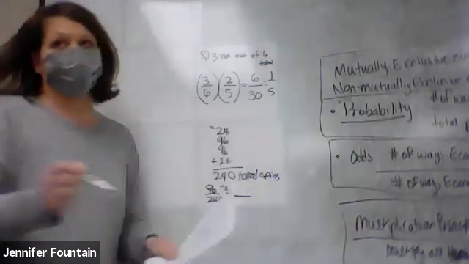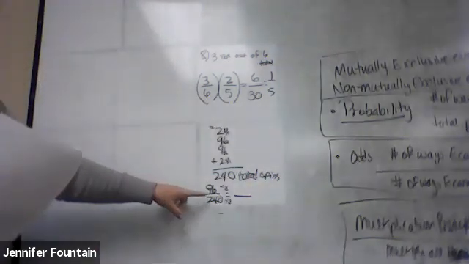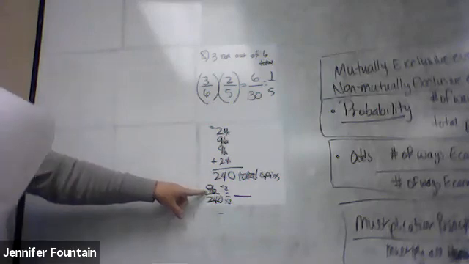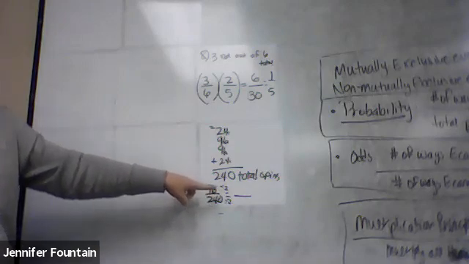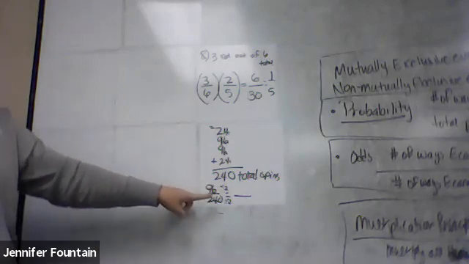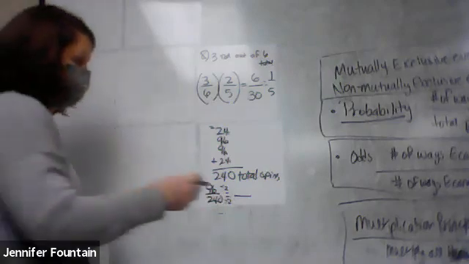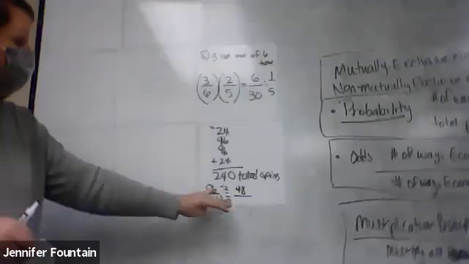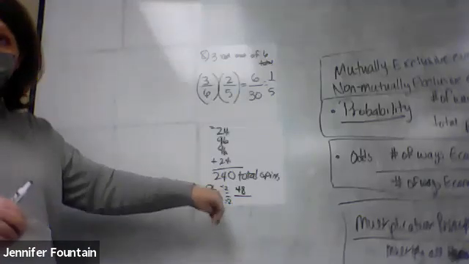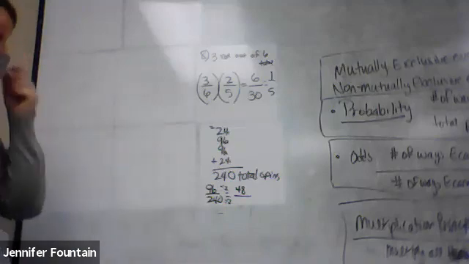So let's think about this for a minute. What do I know 90 divided by 2 is? What's half of 90? 45. Good. What's half of 6? 3. So what's 45 plus 3? 48. So what we did is we said half of 90, half of 6, and added them together.